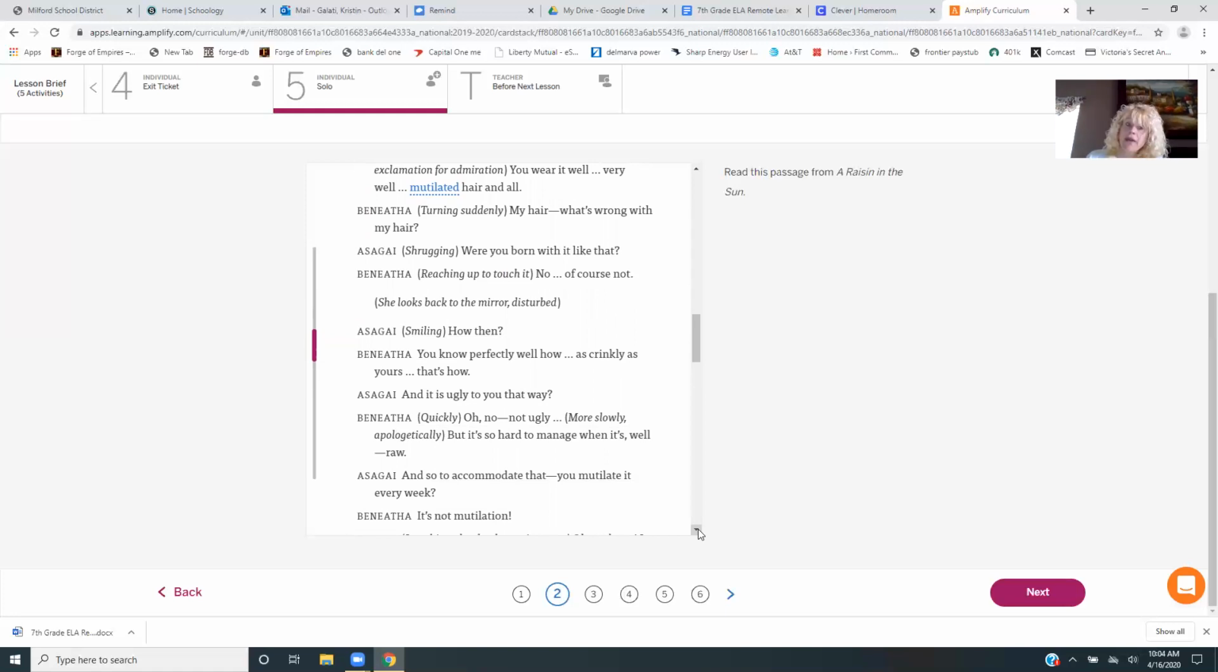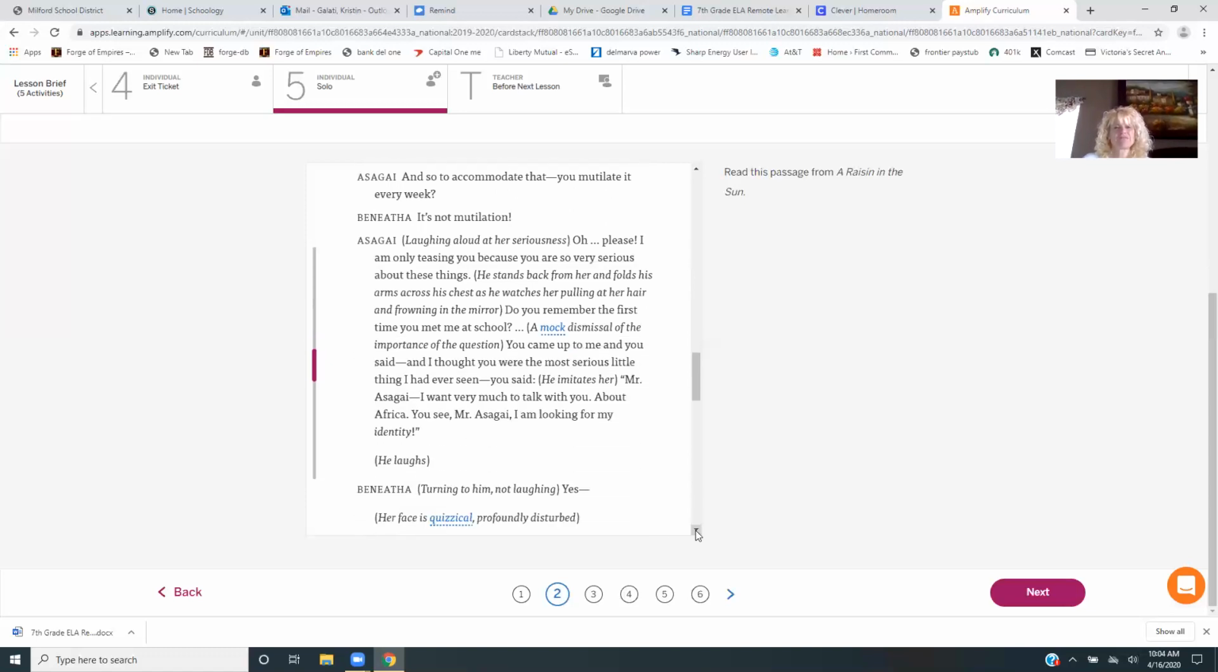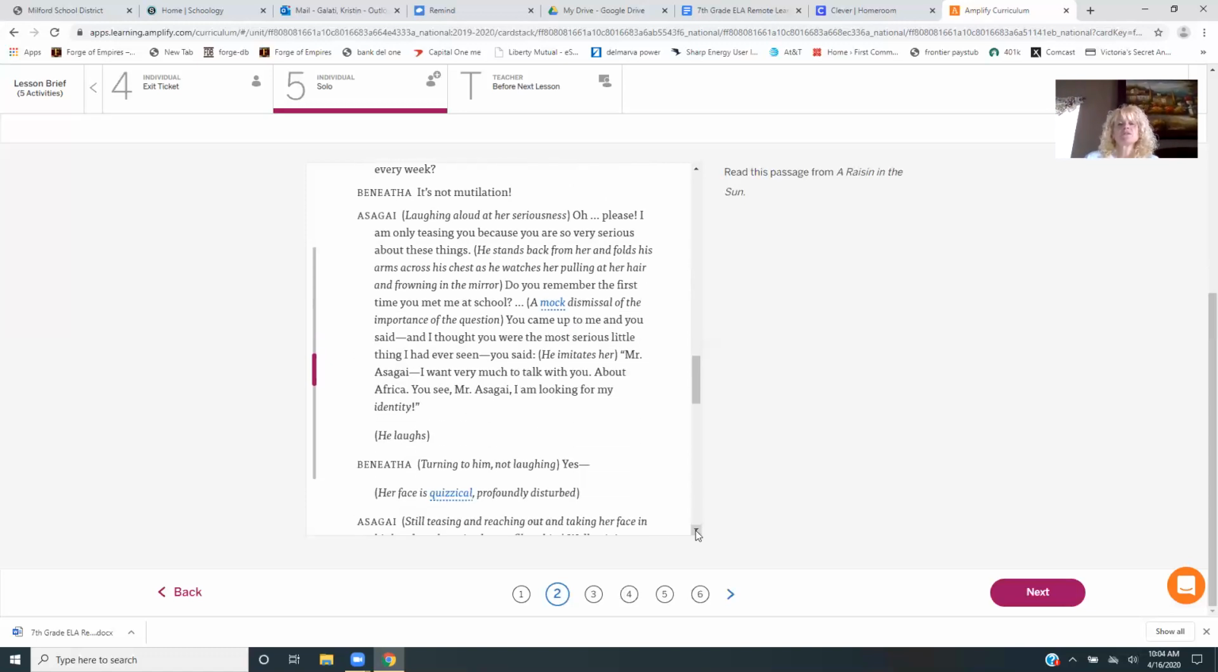Asagai smiling. How then? You know perfectly well how, as crinkly as yours, that's how. And it is ugly to you that way? Oh no, not ugly, she says more slowly, apologetically, but it's so hard to manage when it's, well, raw. And so to accommodate that, you mutilate it every week. It's not mutilation. He laughs loud at her seriousness. Oh, please. I am only teasing you because you are so very serious about things. He stands back from her and folds his arm across his chest as he watches her pulling at her hair and frowning in the mirror.